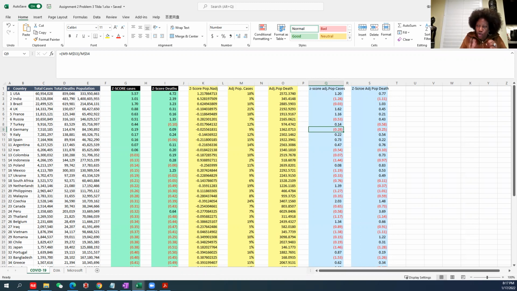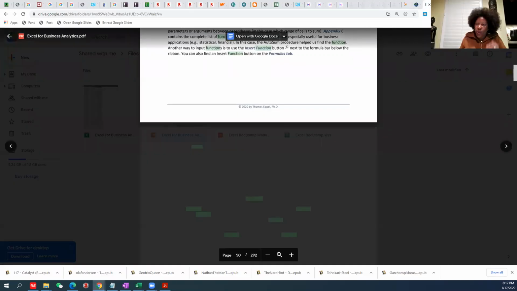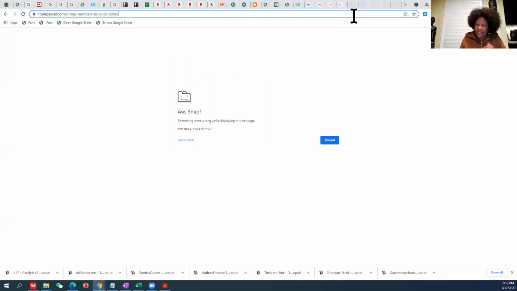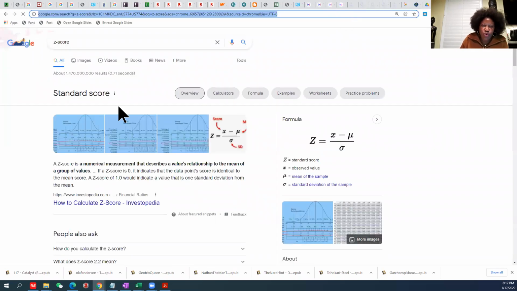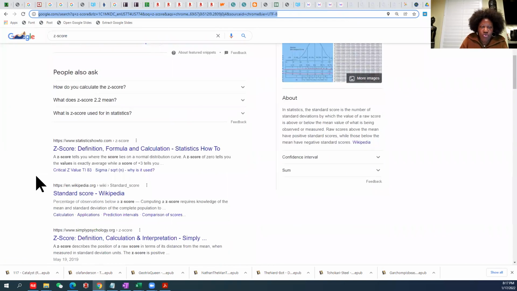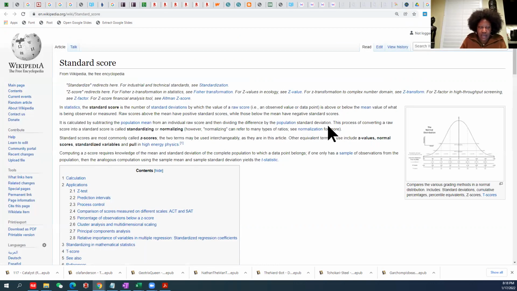The meaning of z-score is still bothering me. I really don't understand what it really means. That is the problem that I have. I Googled the meaning of z-score, and I couldn't understand. It actually gave us a graph, but I couldn't get it.